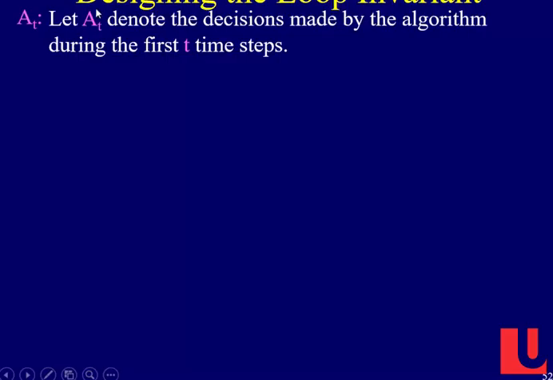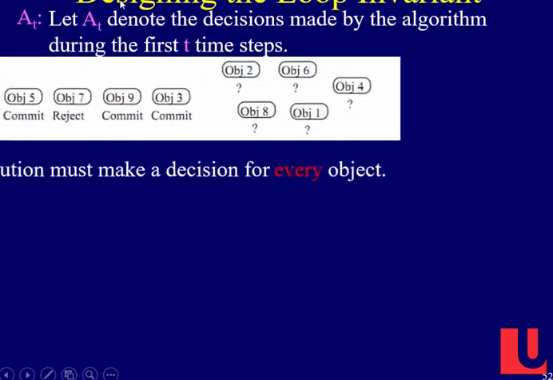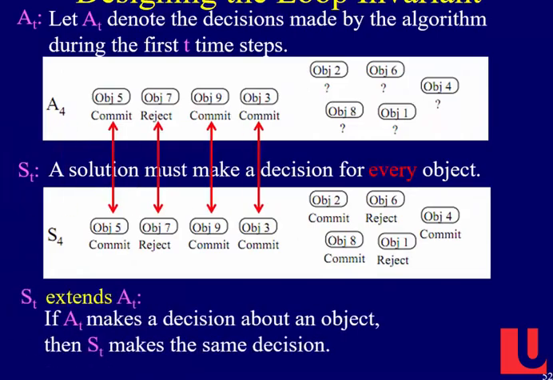AT is what the algorithm has done during the first T time steps. And ST, what is it? It's a full solution. What do we know about it? It's consistent with what the algorithm has done so far, and it's a valid full solution, and it's an optimal full solution. Right? Everybody got that? It's consistent, it's a full, valid, optimal solution. Everybody good?